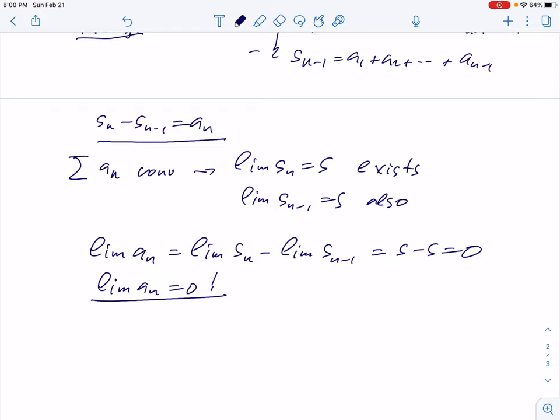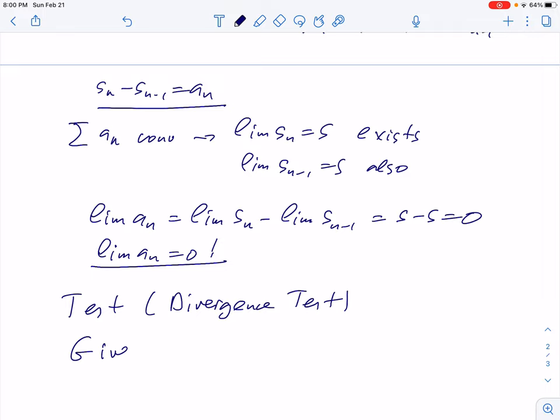From this simple but important theorem, we derive a simple and important test. It's called the divergence test. It says this: given one series, with general term A sub n, I'm writing usually the index starting from 1, that's not important, it can start from 0, from 2.